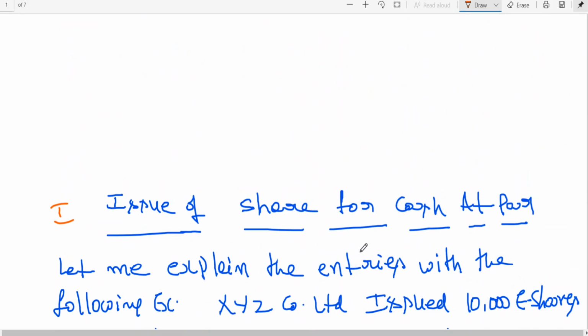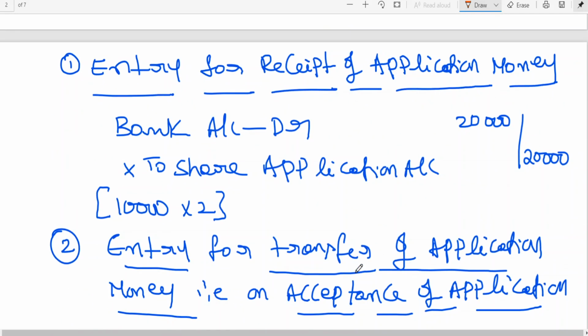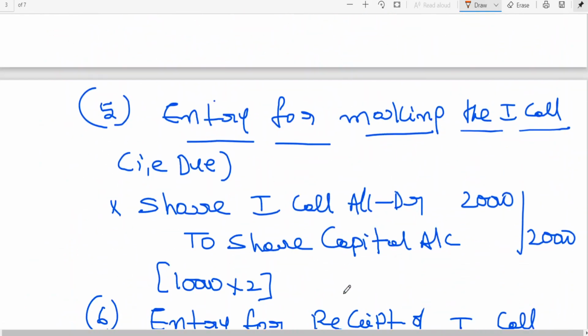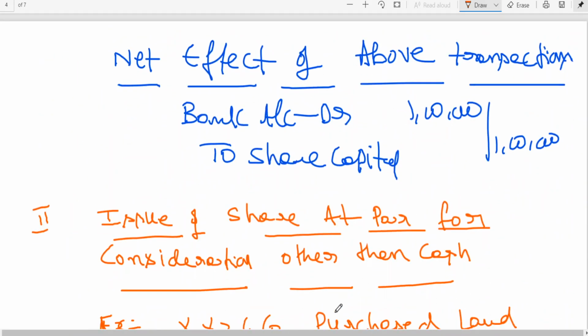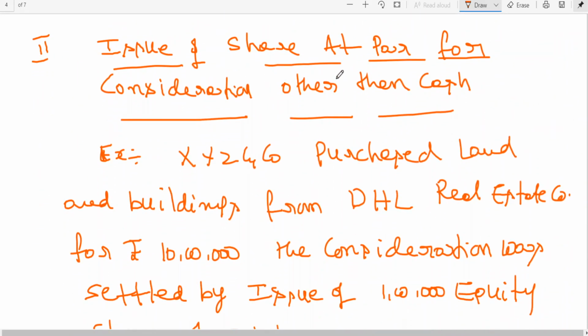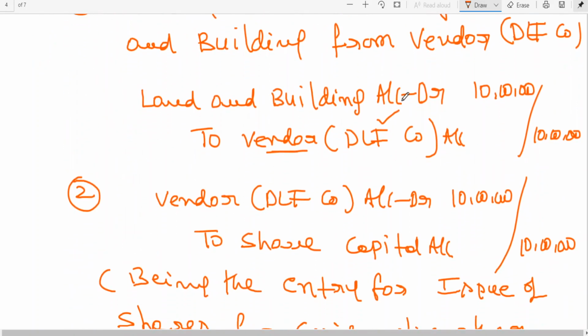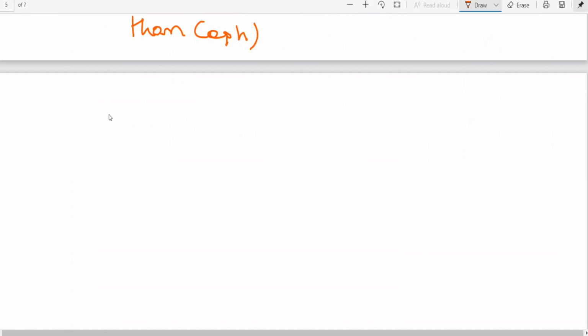Issue of shares for cash at par. Now here same thing. Issue of shares at par for consideration other than cash. Okay, then third point.